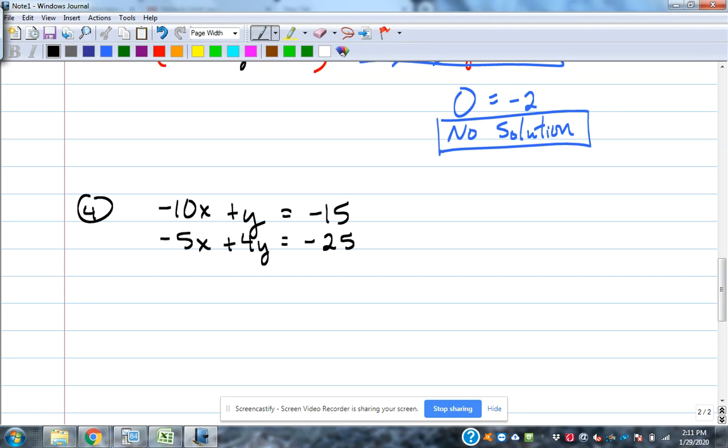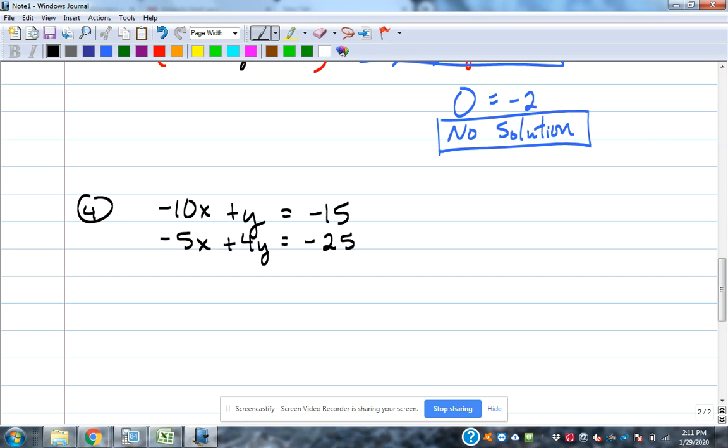-5x plus 4y is equal to -25. So we have two equations. They are in the right order, in the right form. So I'm looking to get opposites here. So I've got choices to make because I don't have the same number on any of them. I've got a -10x and a -5x. That's not the same. And I have a +1y and a +4y. So they're not the same number.